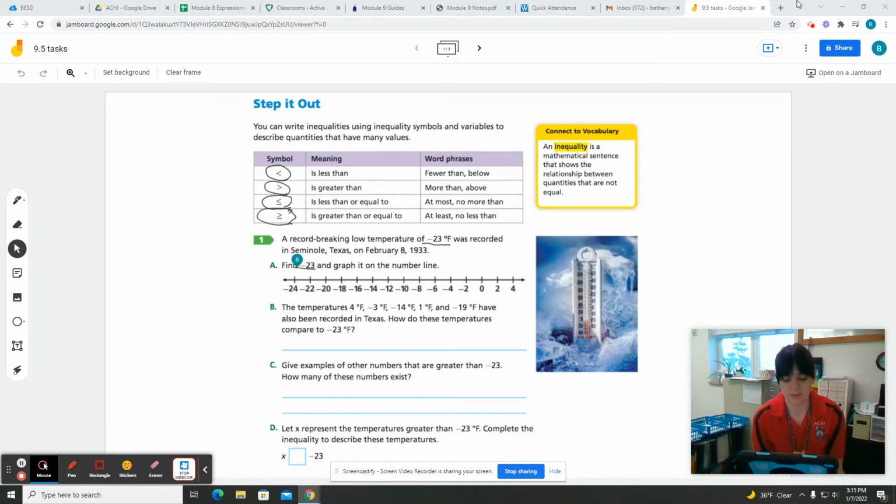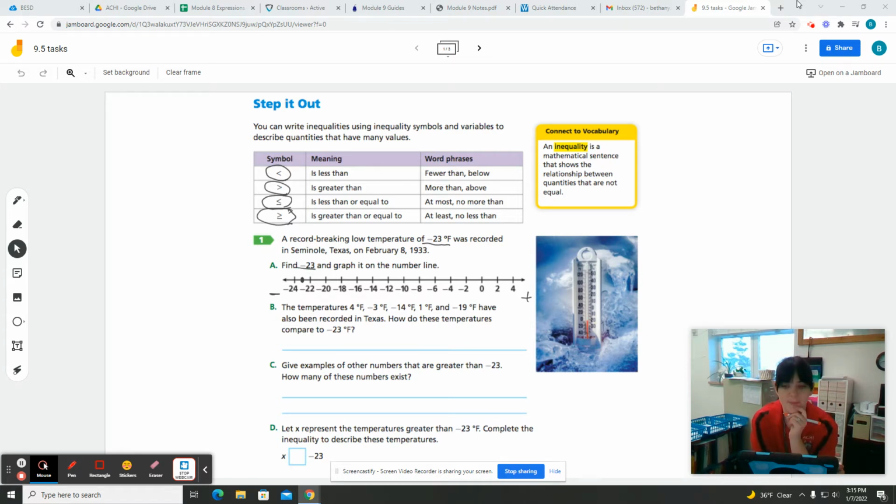Well, negative is going to be over on this side. This is the negative side. This is the positive side. And negative 23 is going to occur right between negative 22 and negative 24. So that's negative 23.